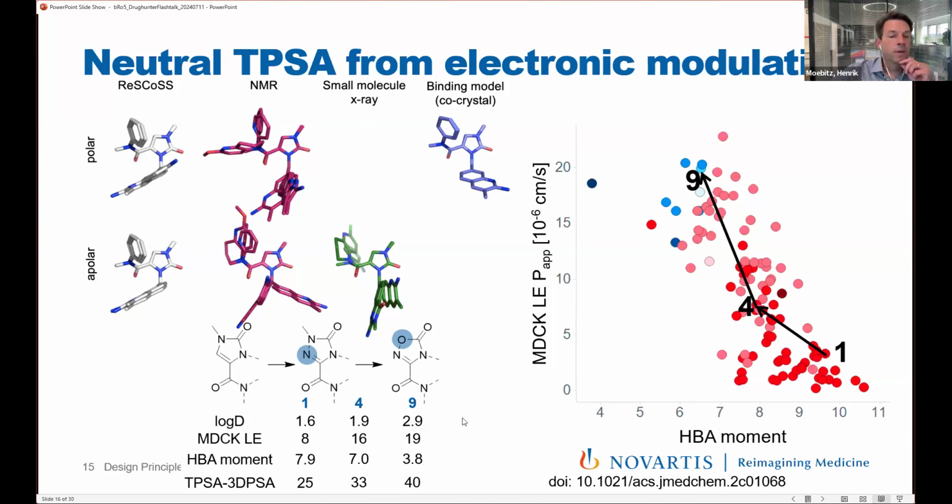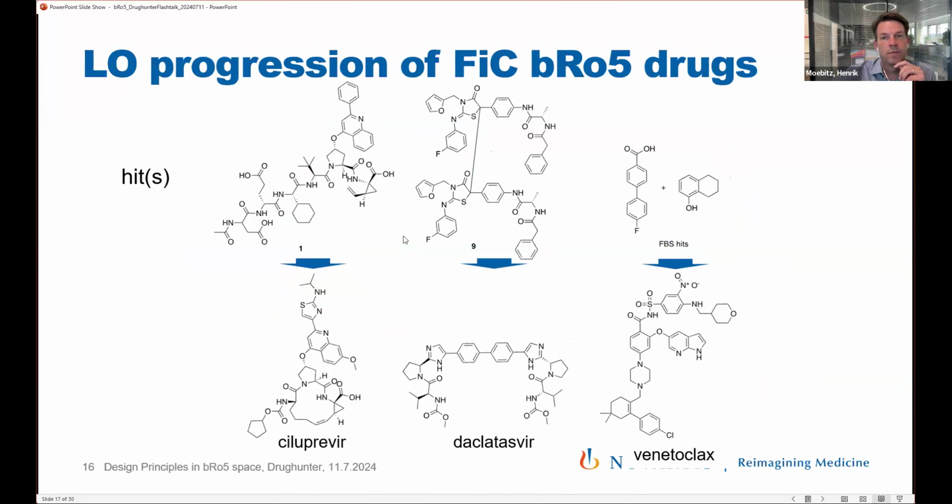On the next slide, we take a look at 3 first-in-class beyond rule of 5 drugs. On the top, you see the hits. On the lower hand, you see the first-in-class drugs or the first-in-class clinical candidates. Chiluprevir didn't make it to the market, but analogs of it did. And between these two, between hit and clinical candidates, there are usually only a handful of analogs which you can retrieve from the discovery articles.